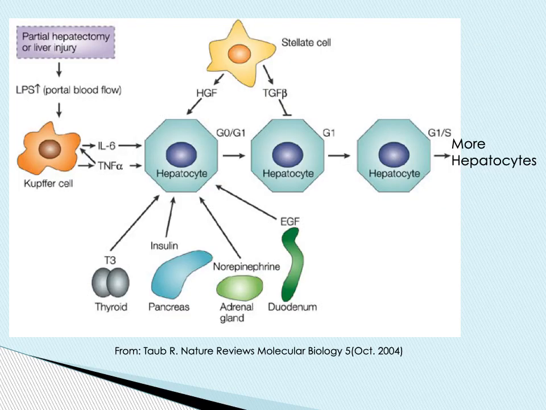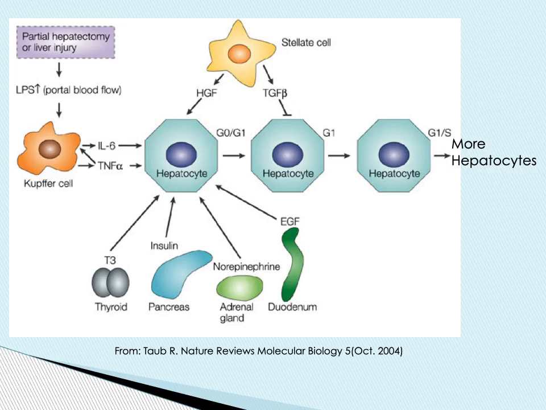So we're going to take a look at the cycling of the hepatocytes here. What are things that are going to stimulate the hepatocytes? Well, things that are going to stimulate the hepatocytes are things like IL-6, things like hepatic growth factor, things like TNF-alpha, as well as signals from the thyroid coming particularly from T3, insulin signals, norepinephrine signals, and epithelial growth factors, which will all stimulate the hepatocytes to go from their normal G0 phase to a G1 phase.